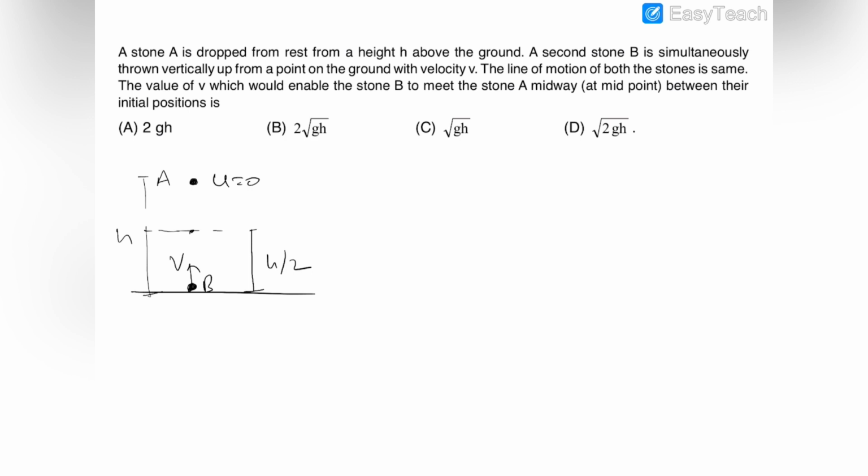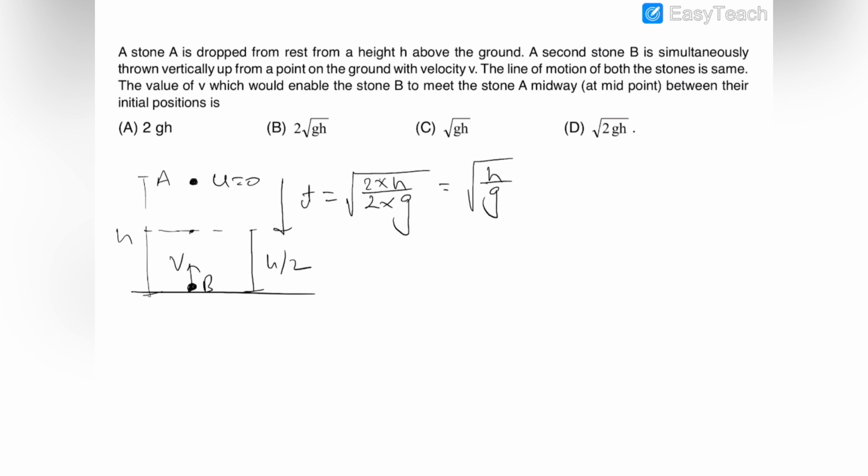So you can see that in equal time they will meet at this point, since they are projected at the same time. To find out the time taken by this stone to move down by a height of h by 2, the formula is under root of 2h by g. So we'll substitute the value of h as h by 2, and this is g. So this would be under root h by g. This is the time it would take to move down by a distance of h by 2.